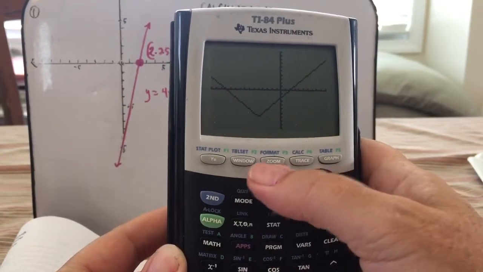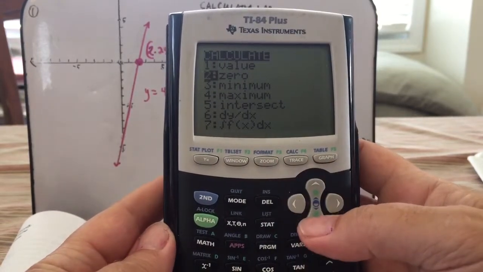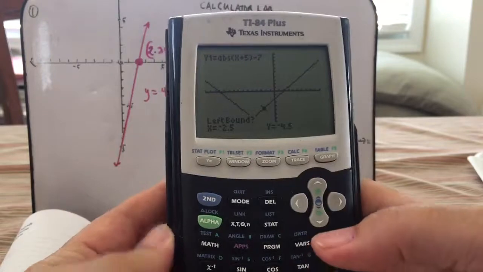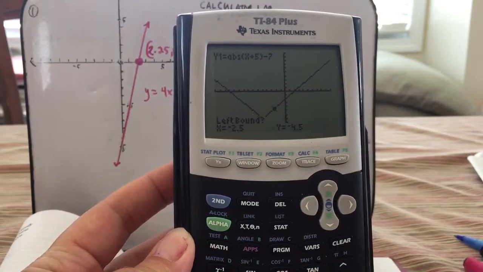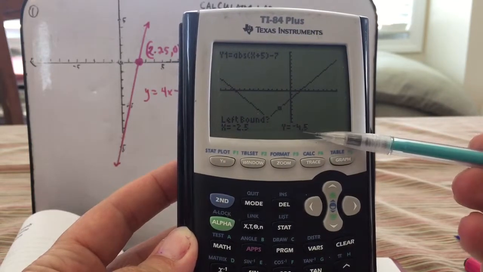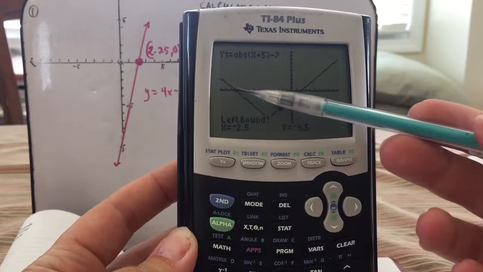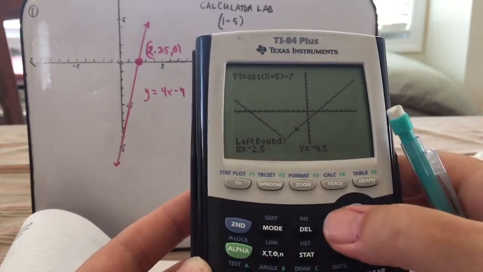So I'm going to go to calc. It's a second function, second calc. And I'm going to choose 0. I just entered that. You can press the number 2 also. Now my cursor, and yours may not be where mine is right now, shows this spot here, which is -2.5, -4.5. That's not really where I want to be. So what I'm going to do is scroll left. I'm going to press the left button.